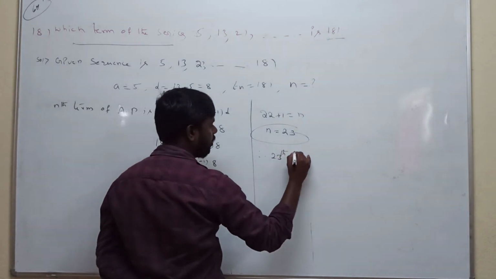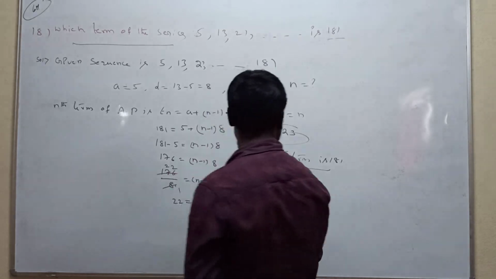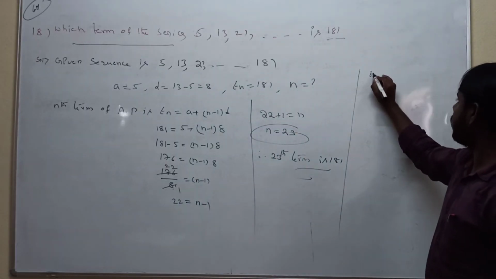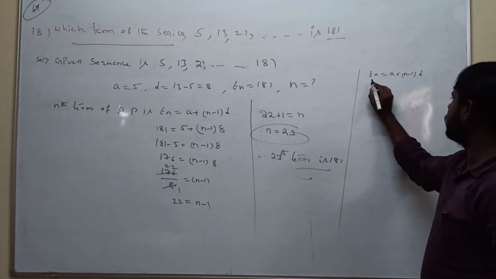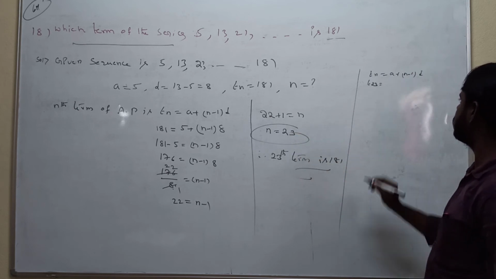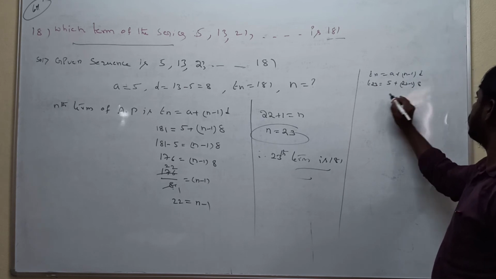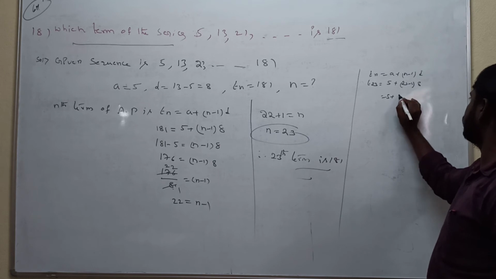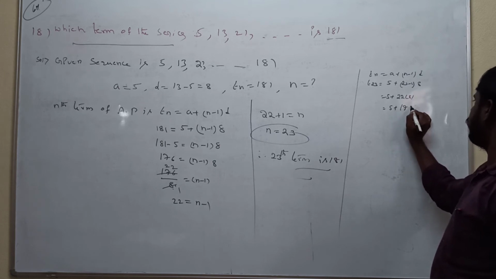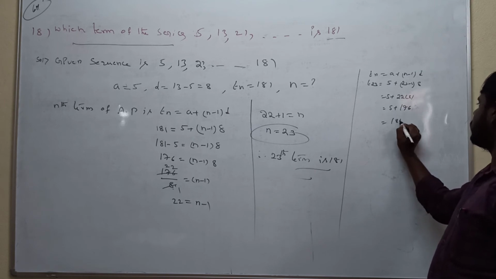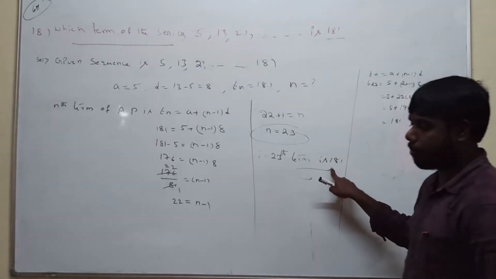Now to verify, the 23rd term is 181. We can apply the same formula: Tn is equal to a plus n minus 1 into d. What is the n value? 23. So for the 23rd term, the a value is 5, the n value is 23 minus 1, into the d value, 8. So 5 plus 23 minus 1 is 22, so 22 into 8. 22 into 8 is 176. 5 plus 176 is 181. So now the 23rd term is 181. That's why I am writing here.